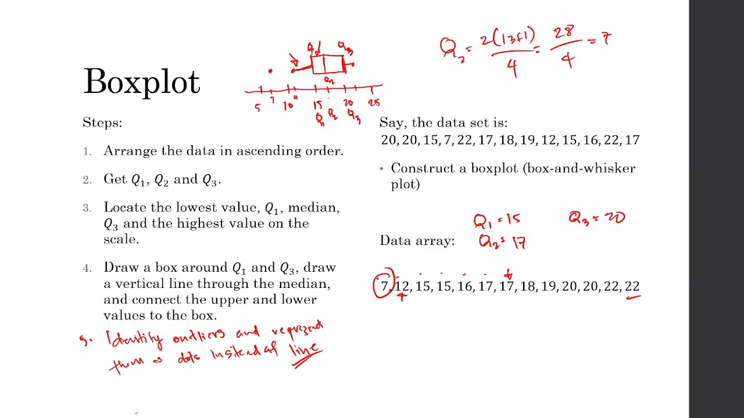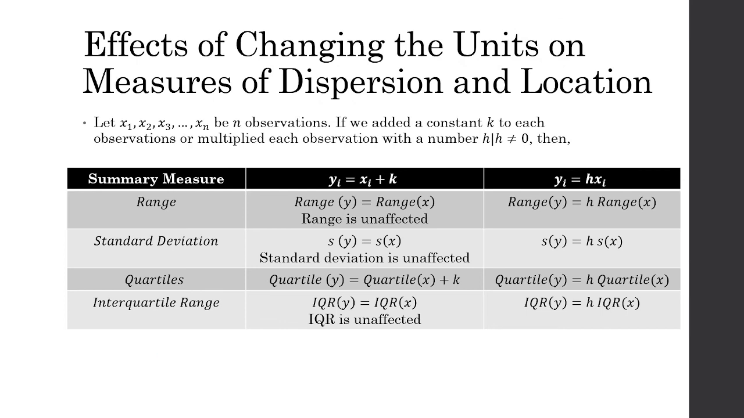And in that, I'll just be leaving you the effects of changing units on the measures of dispersion and location. So we have these differences if we let x1 to xn be our n observations. If we add a constant k to each observation or multiply each observation by a certain number h, where h is not zero, then these will be the effects. If you already have a range, if you add a constant, our range is actually unaffected. Same for our standard deviation.